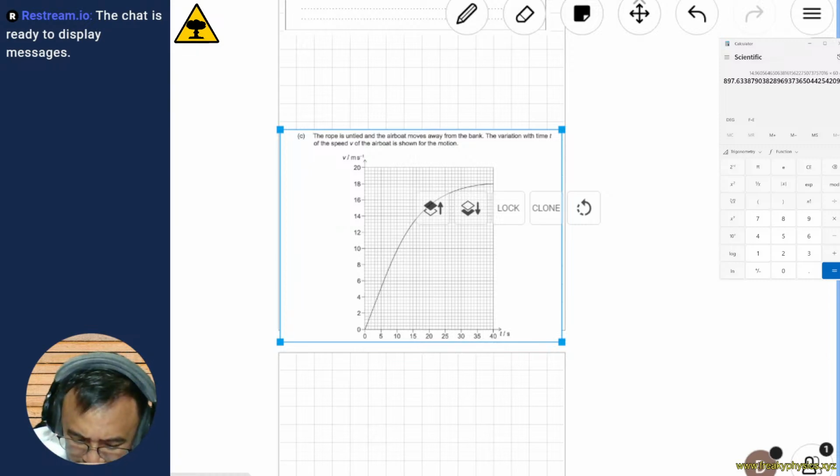The airboat is tied to the riverbank with a rope normal to the bank. The fan propels the air at its maximum speed. There's no wind. Show that a mass of about 240 kilograms of air moves through the fan every second.